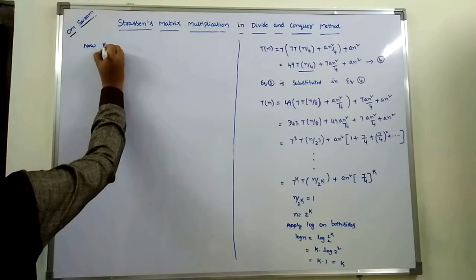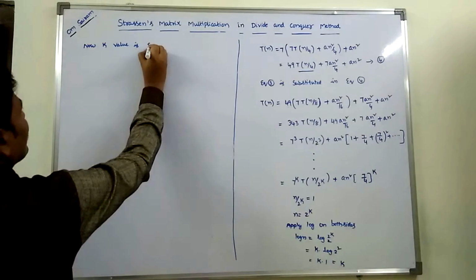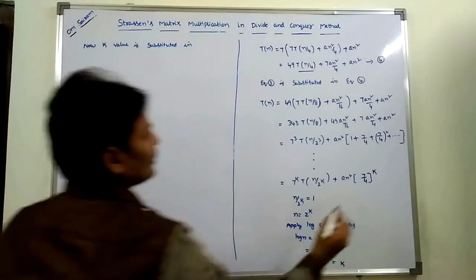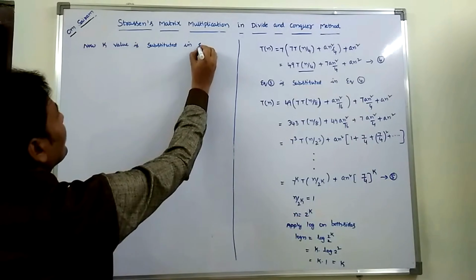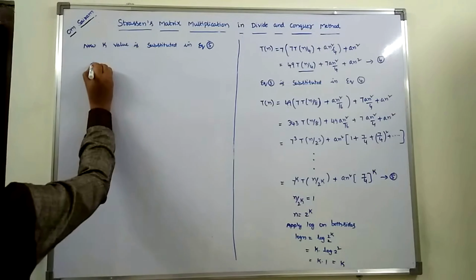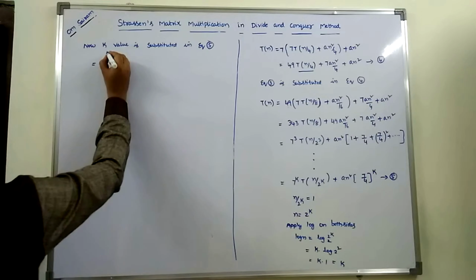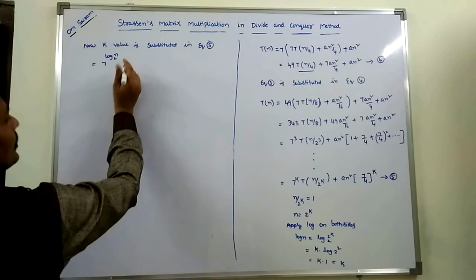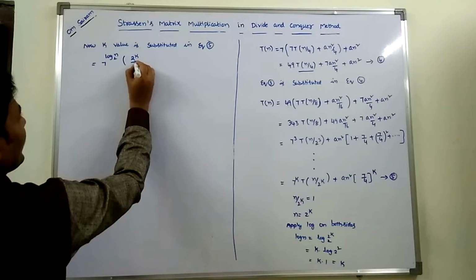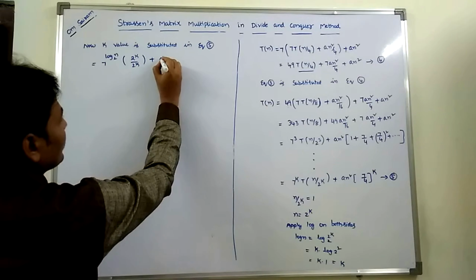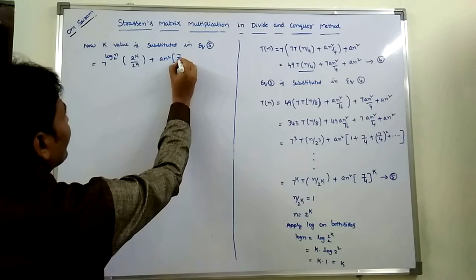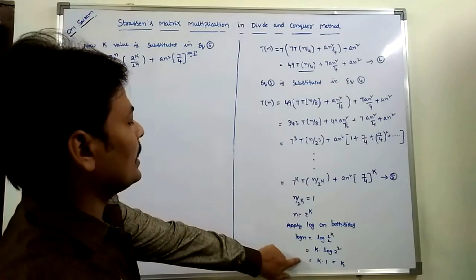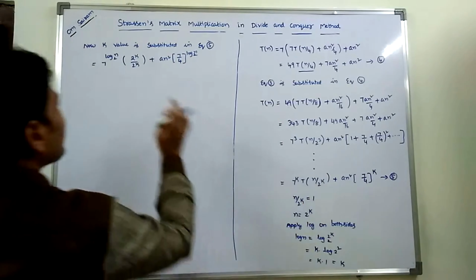K value is substituted in equation 5. So then k value is equal to log n base 2. That is, n value is 2 power k, so 7 power log n base 2 times b plus a n square into 7 by 4 whole power log n base 2. So after substituting this k value in this equation, now this equation becomes this one.